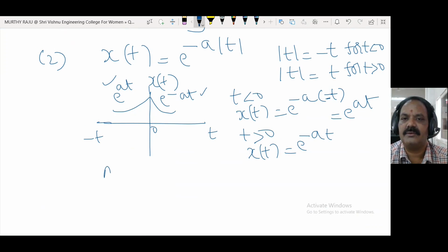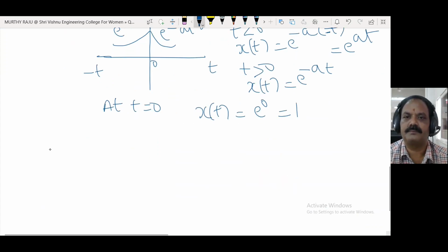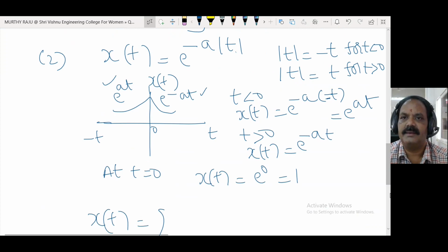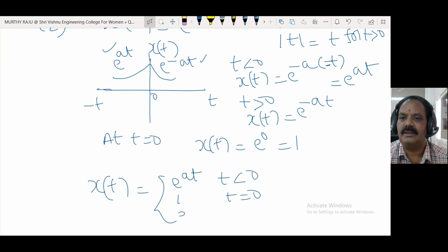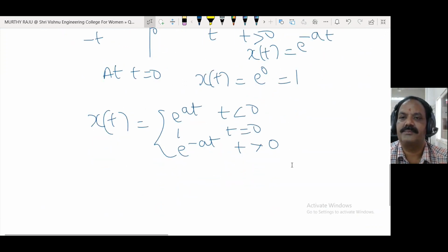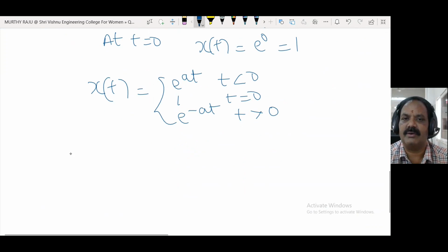At t equal to 0, substituting t equal to 0, x of t is e power 0, that is equal to 1. Finally, x of t is defined as e power a t for t less than 0, 1 for t equal to 0, and e power minus a t for t greater than 0. By using this, find out the Fourier transform.